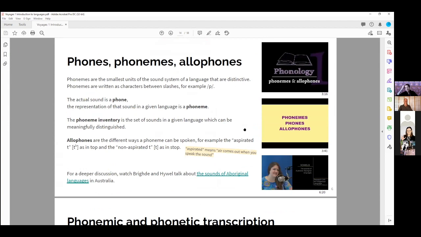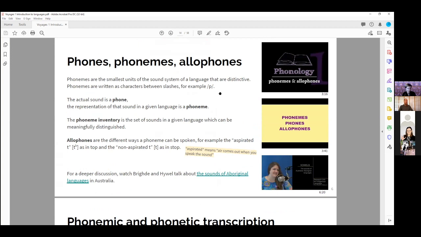All right, so let's look at the sound sequences. The phonemes are the smallest units of the sound system of a language that are distinctive. So, things that make a difference. When we write them, slash P slash, the actual sound is the phone. The representation of that sound is the phoneme, so the written form.